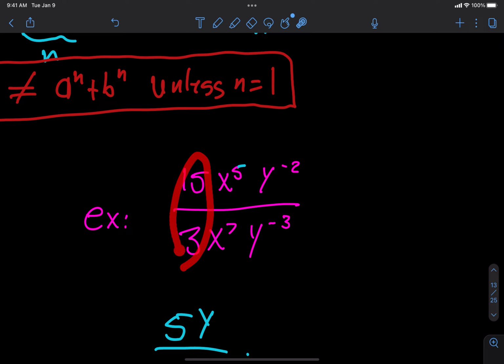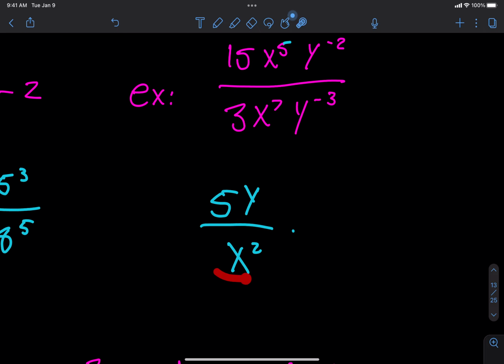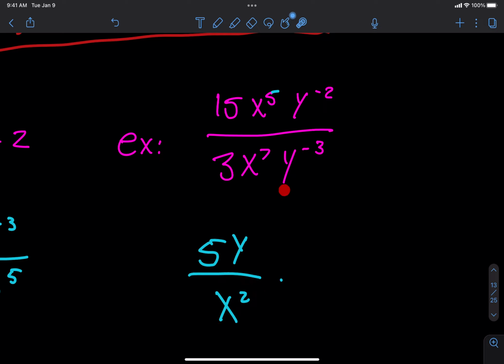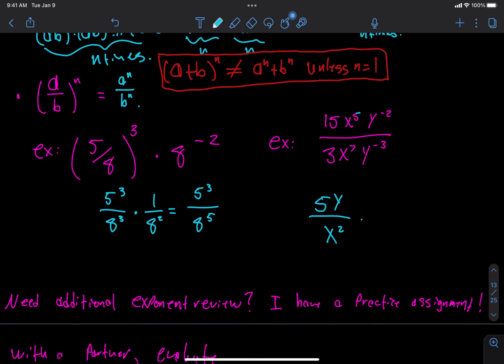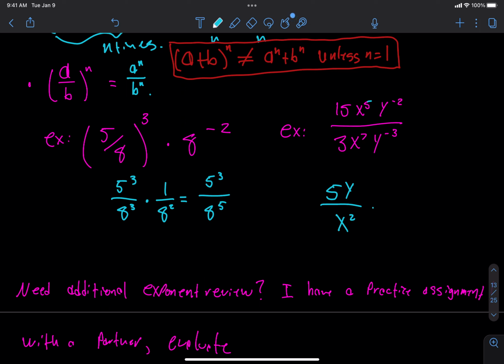Okay, so what did I do? I divided 15 by 3. I got 5 in the numerator. I took x to the 5th divided by x to the 7 using the power rule. That's x to the 5 minus 7, which is x to the minus 2, which appears in the denominator as an x squared, right? And then I do y to the negative 2 over y to the negative 3. You can subtract again. Negative 2 minus negative 3 is positive 1, I think. Okay, so that's how we get y in the numerator, with just 1 power. Any questions on these two examples or on any of our exponent rules so far?